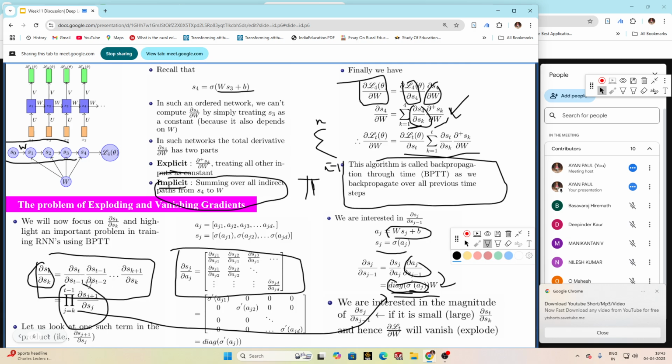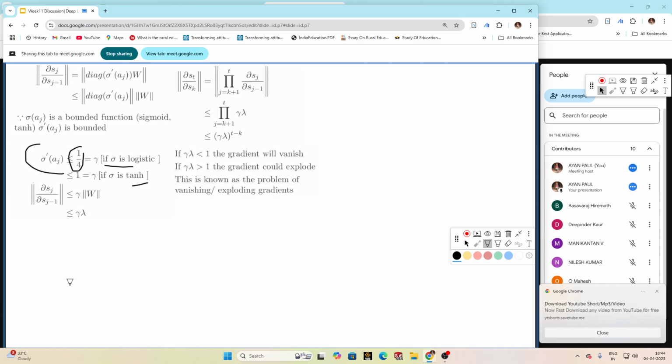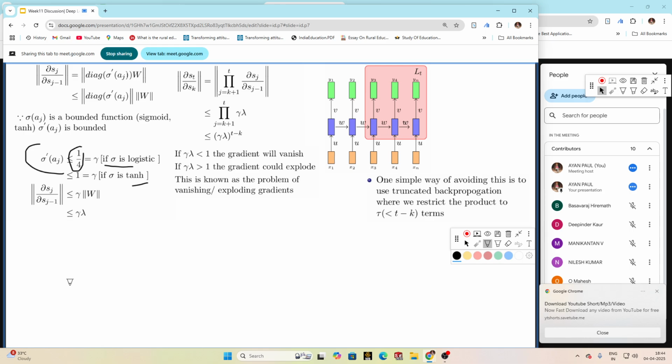For example, this term has 100 terms, right? But if I truncate it to 10 terms and leave the other 90 terms, what will happen? We will not have the vanishing as well as exploding gradient problem. The vanishing and exploding gradient problem only happens because we have so many differential terms. So if we truncate our network, we can get rid of the vanishing as well as exploding gradient problem.